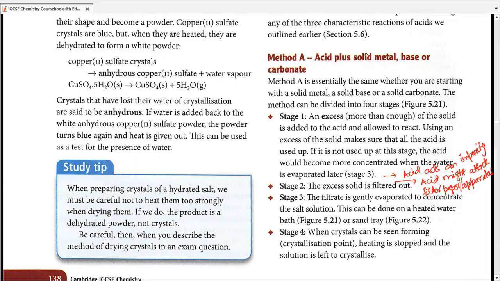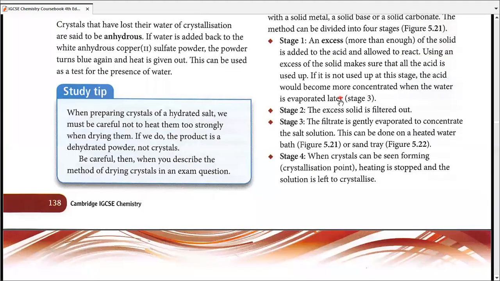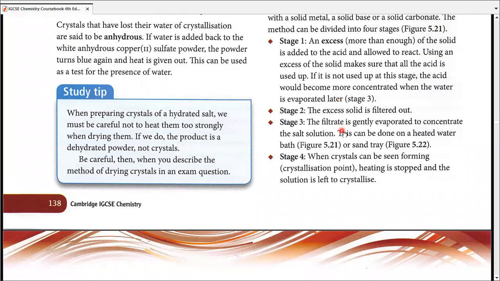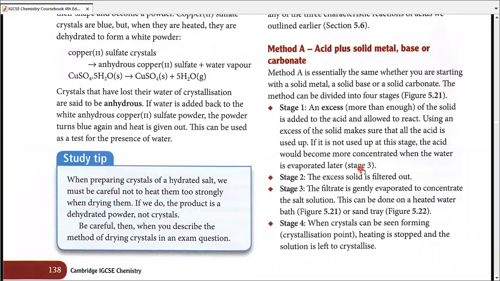Let's move on to stage two. I'm going to clear this whole thing up. Stage two is that the excess solid, and this is one of the very good reasons why we were taking excess solid, is filtered out at the next step. Step three is evaporation. Step four is crystallization or drying. These are exactly the 4 steps of crystallization.